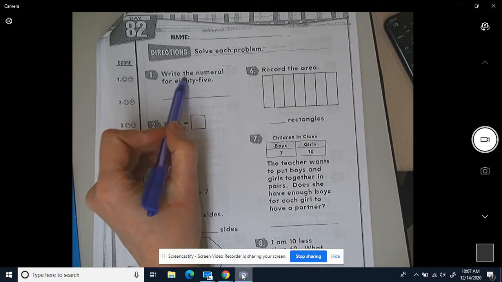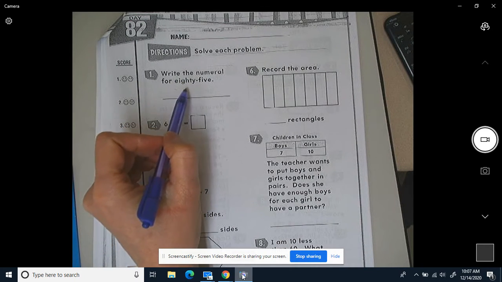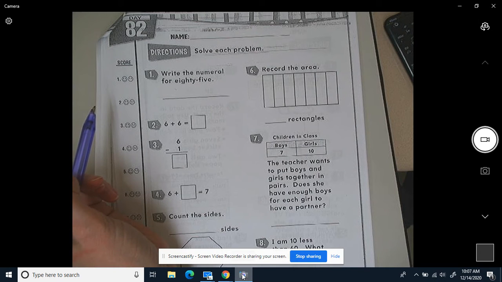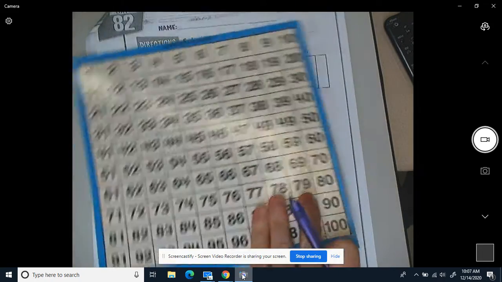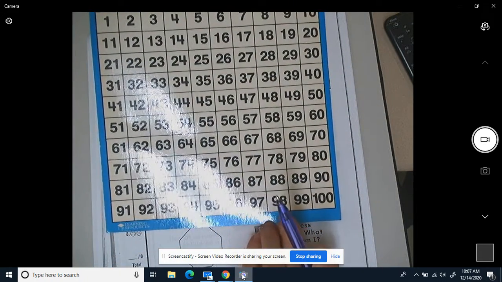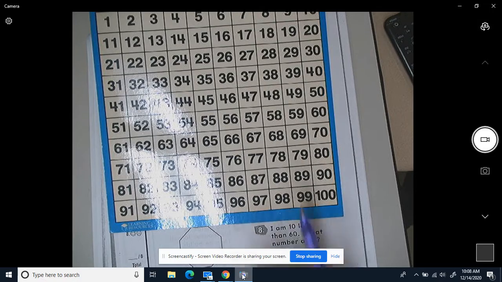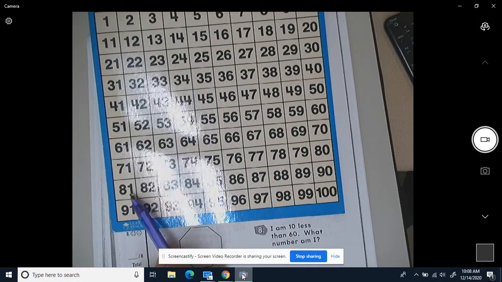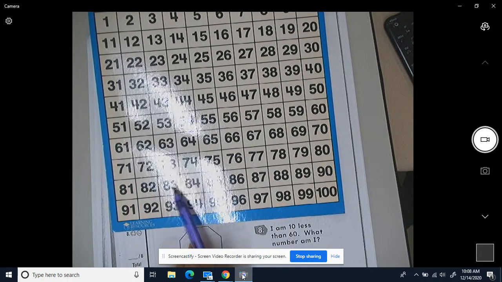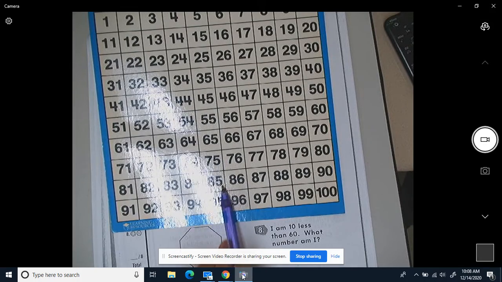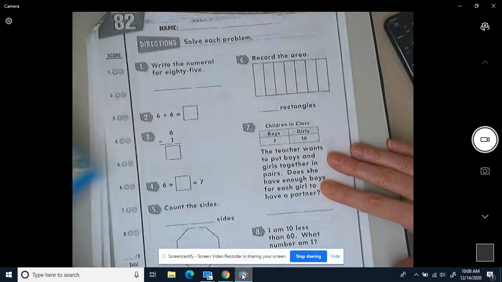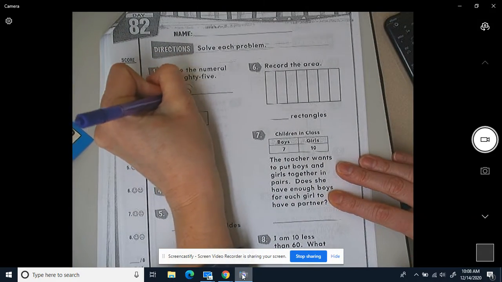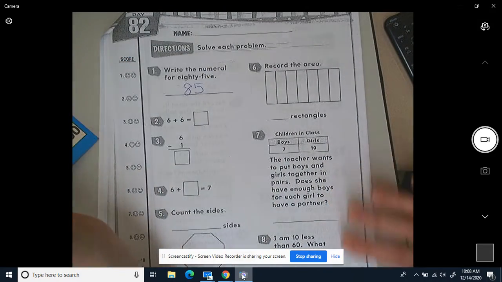Number one, write the numeral for 85. Well, numeral means number. Do you remember what 85 looks like? Do you see it on the 100 grid here? There's 80, 81, 82, 83, 84, 85. 85 with 8 tens and 5 ones.